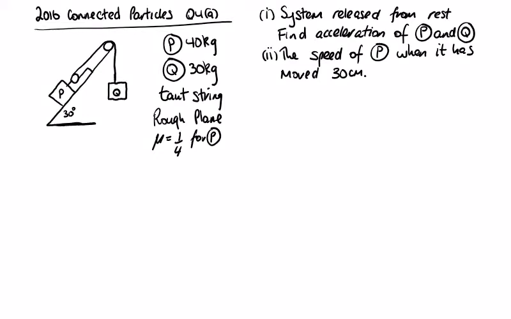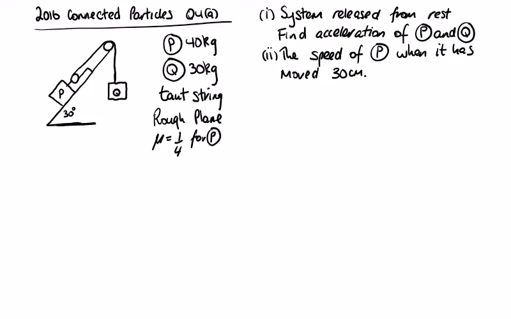2016 connected particles question. The block P has a light pulley attached to it. The two blocks P and Q of mass 40 and 30 respectively are connected by a taut, light, inextensible string passing over a light, smooth, fixed pulley as shown in the diagram. P is on a rough plane which is inclined at 30 degrees to the horizontal.